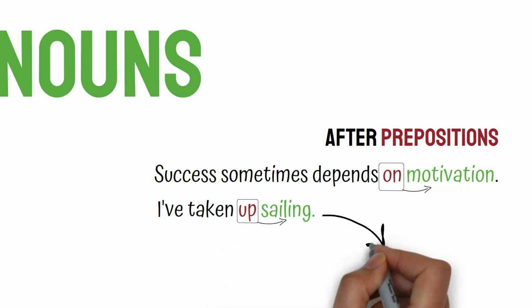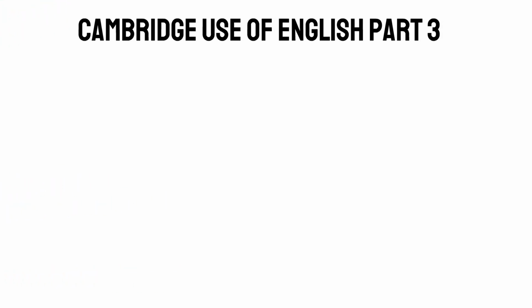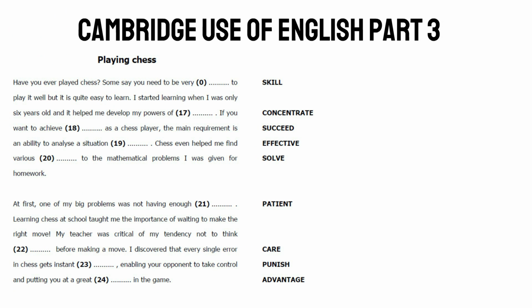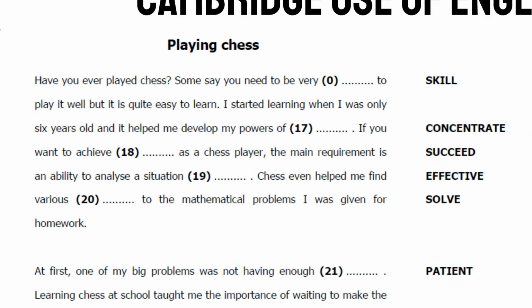This noun form is also known as a gerund. So, let's take this information and apply it to Cambridge Use of English Part 3. Let's look for nouns after articles, quantifiers, verbs, adjectives, and prepositions.